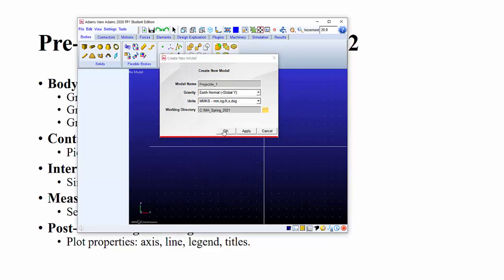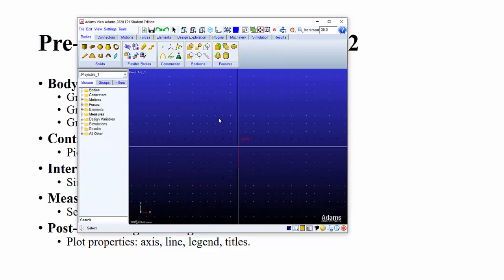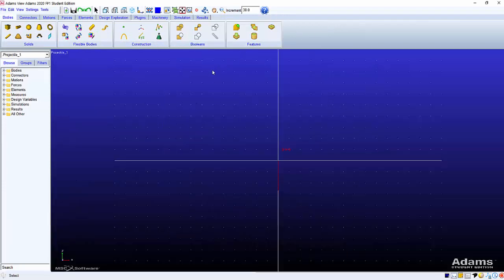So it will open the new model for me. And as you can see, the model name appears in the top left corner right here. And we have all the tree defined right here. Let me expand my screen so you can see what we are going to do.